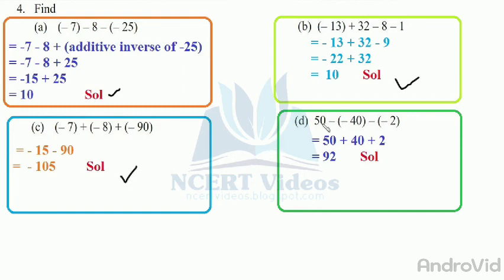Now D part, 50 minus 40 minus 2. So 50 as it is. Now minus minus is plus, or you can also use the additive inverse concept similarly for 2. Now all these are of the same sign, that is plus. We'll add them to give 92, and that was your question number 4.